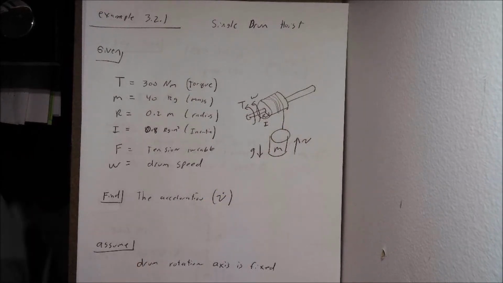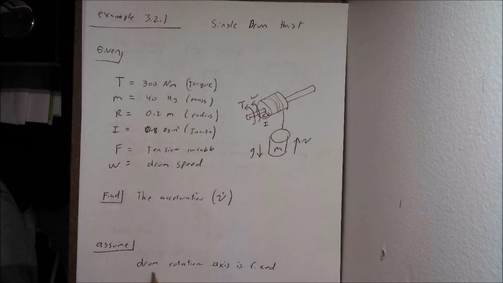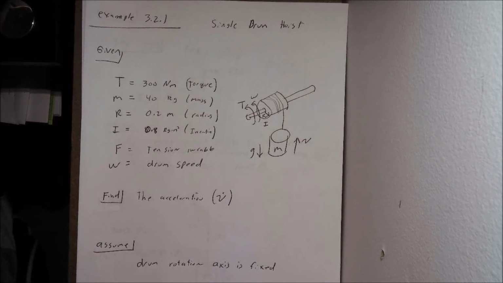So what are they asking us to solve for? We need to solve for our acceleration, or our v dot. Assumptions we're going to make is that the drum rotation axis is fixed. So that's going to help us in our solution and what governing equations we choose.